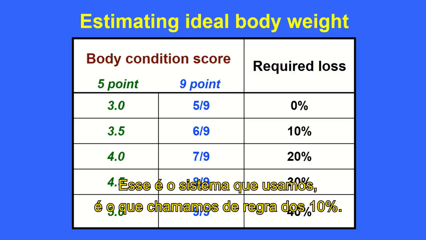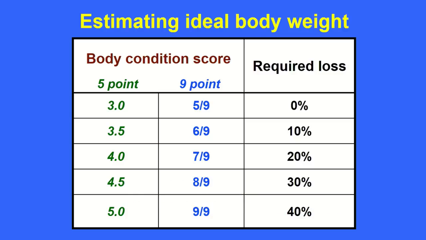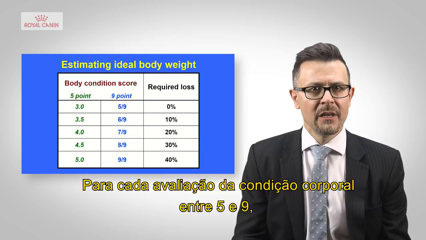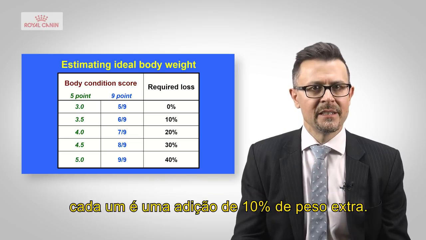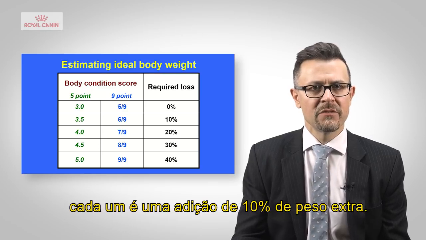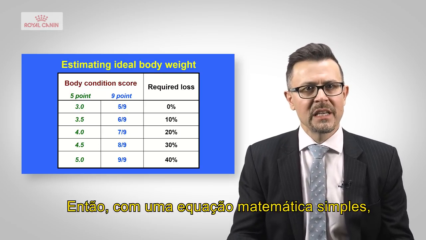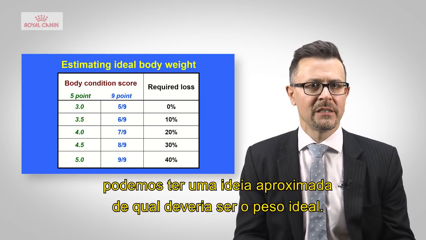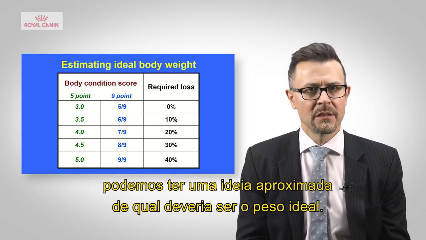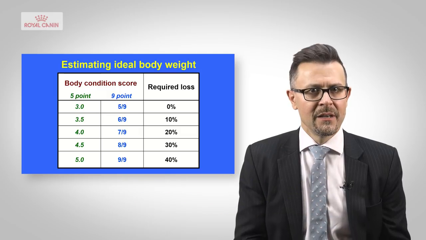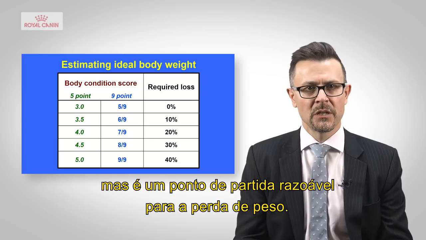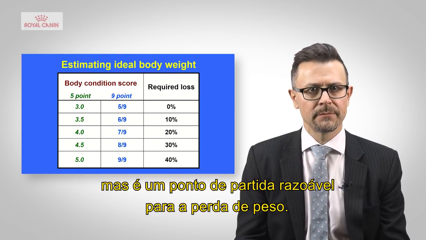It's what we call the 10% rule. For each body condition score between 5 and 9, each one is an additional 10% of extra weight. So with a simple mathematical equation, we can get a rough idea of where ideal weight should be. This is not a perfect approach, but it is a reasonable starting point for weight loss.